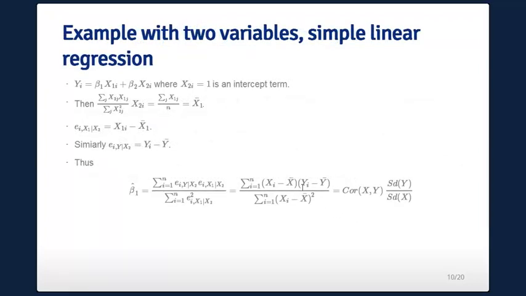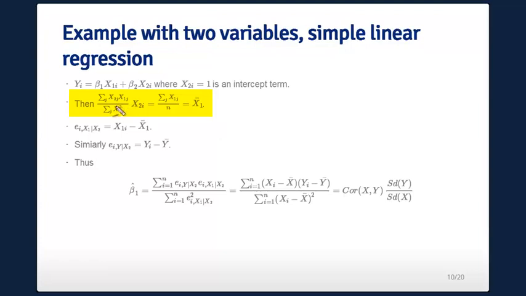Okay, so we've actually done a case with two variables. Simple linear regression is an example with two variables, where here we specify our model. I'm going to specify it a little bit differently than we normally do, in that I'm going to specify that the second regressor is just a constant 1, an intercept term. Okay? Then let's look at what happens when your regressor is an intercept term.